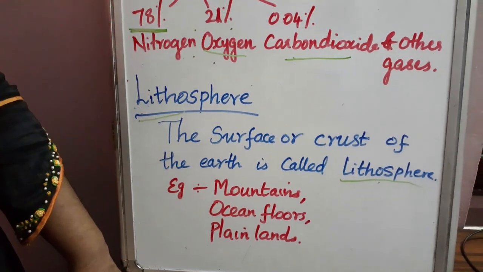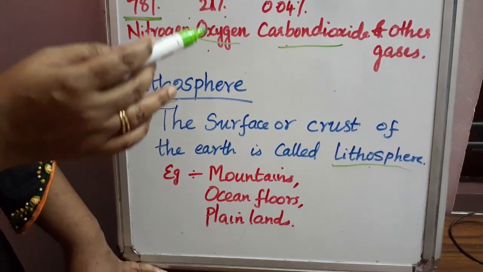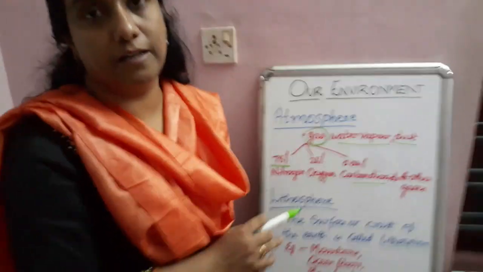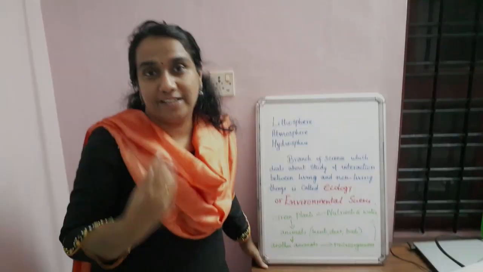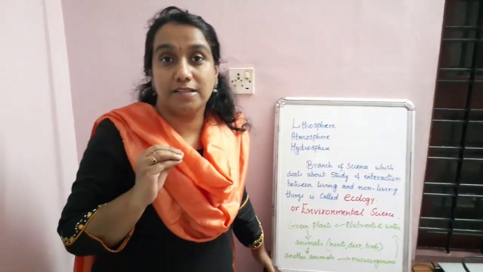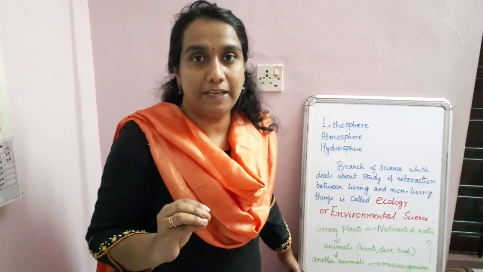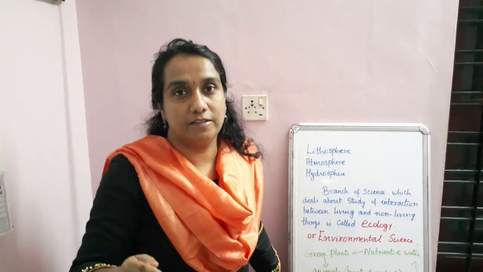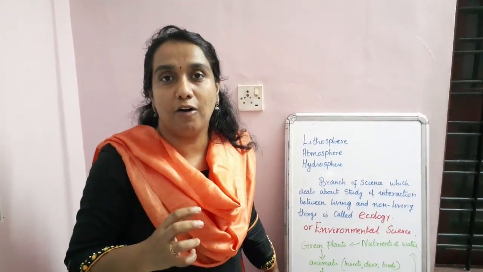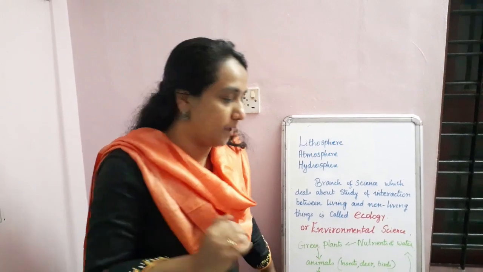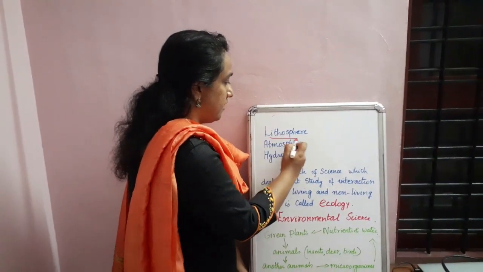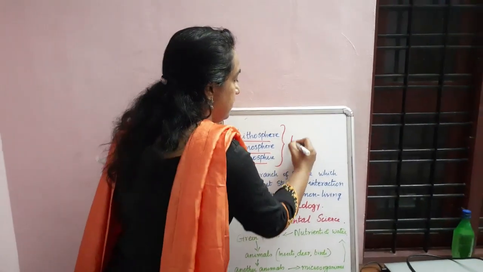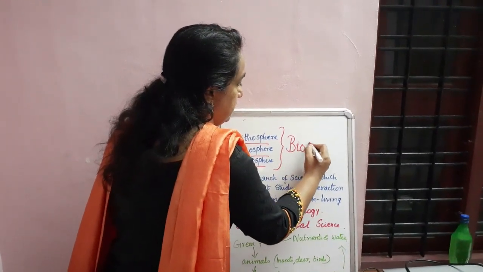So the environment is divided into three: hydrosphere, atmosphere and lithosphere. I hope it is clear to you. Now let's learn another concept, that is known as the biosphere. We already have the lithosphere, hydrosphere and atmosphere. These three together we will call the biosphere.